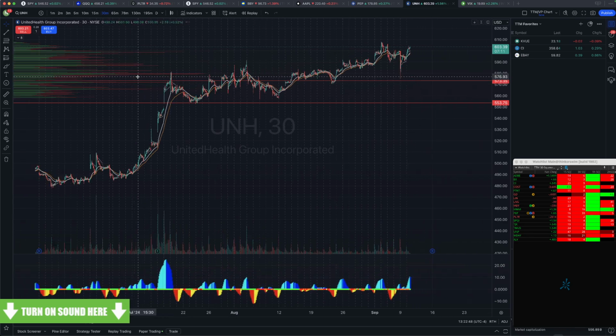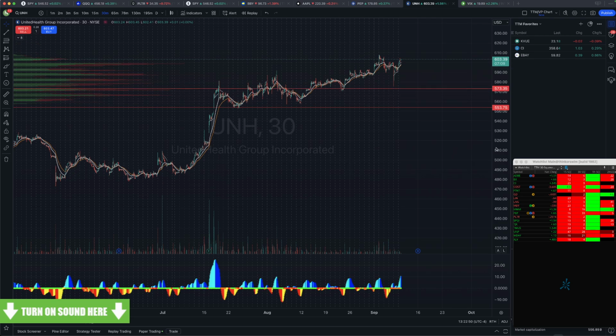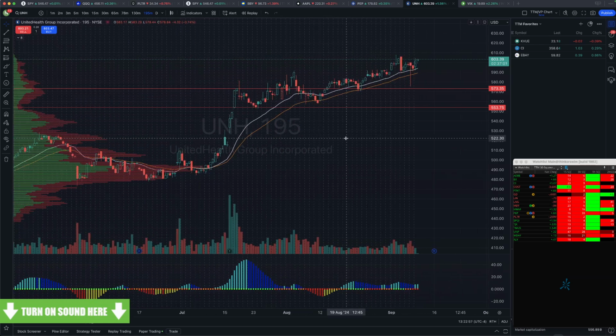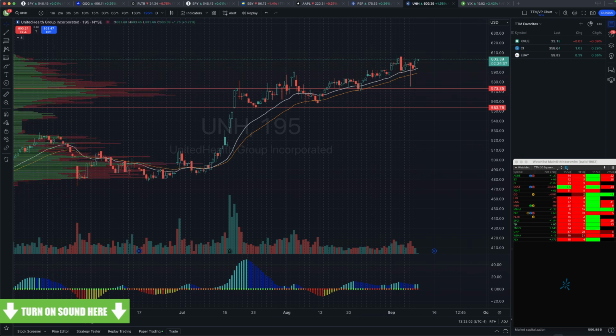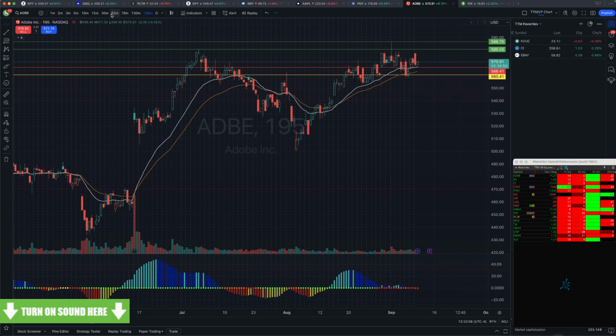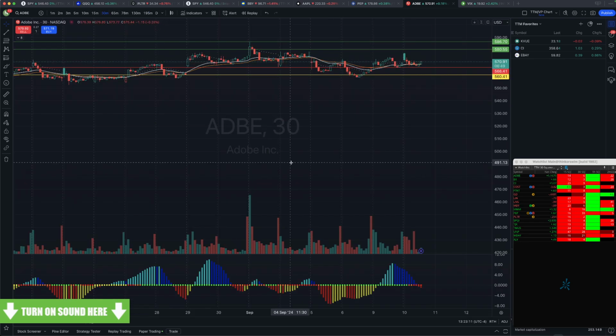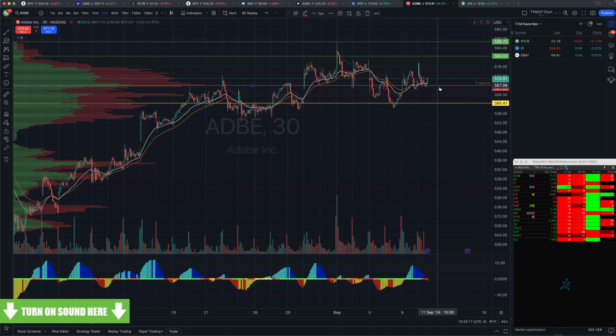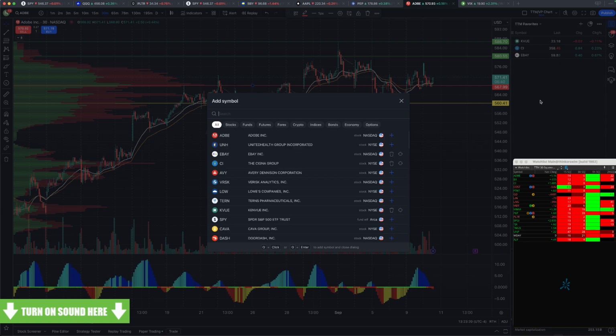Let's see, UNH. Okay, we have UNH on, what did I say that was on? God, that goes all the way to a 195. I like that one, but I'm going to move past it. We just looked at Lowe's. There's Adobe. What do we see here? Adobe's interesting off of this level here. So we'll put Adobe on the chart.